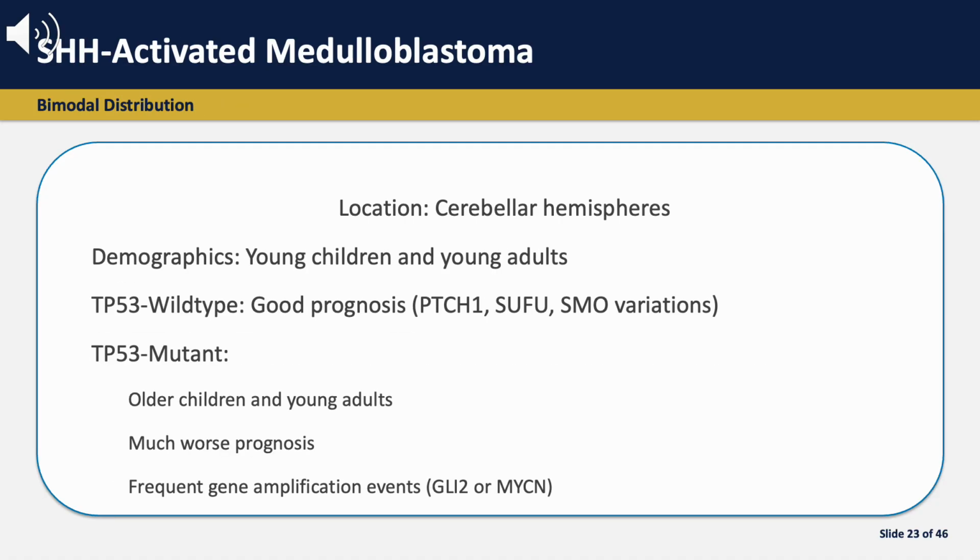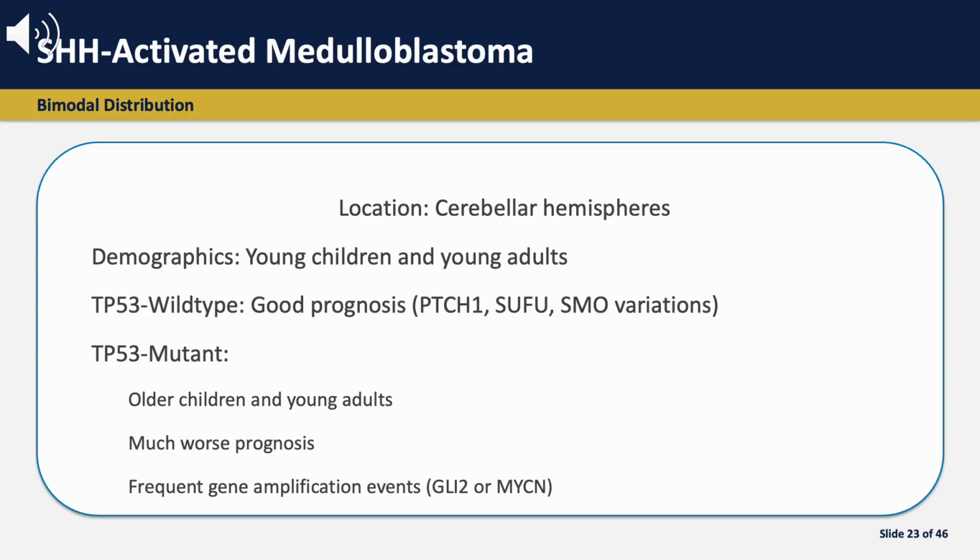SHH-activated medulloblastomas occur in the cerebellar hemispheres with a bimodal age distribution in young children and young adults. TP53 wild-type medulloblastomas generally have a good prognosis. Inactivating variations in PTCH1 are the most frequent mechanism of SHH upregulation, whereas variations in SUFU or SMO can be seen more often in adults. TP53 mutant tumors occur in older children and young adults and have a much worse prognosis.